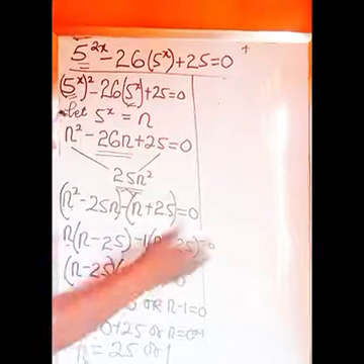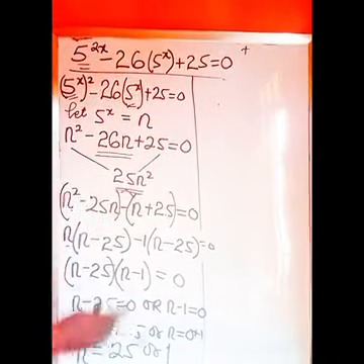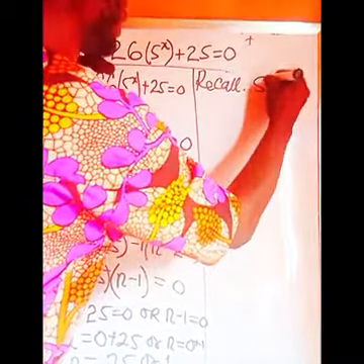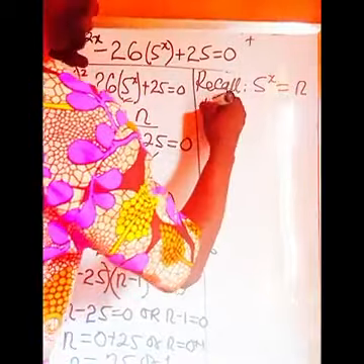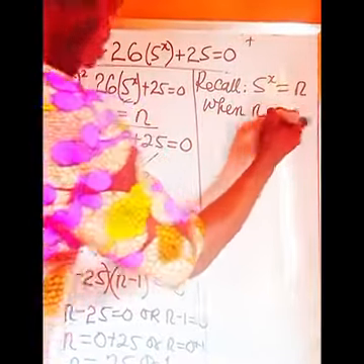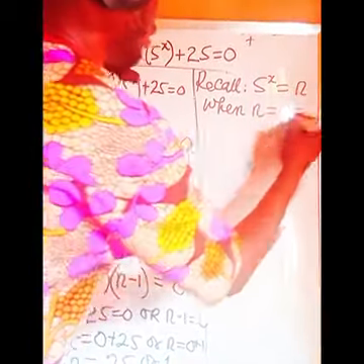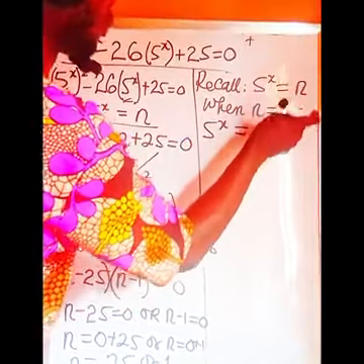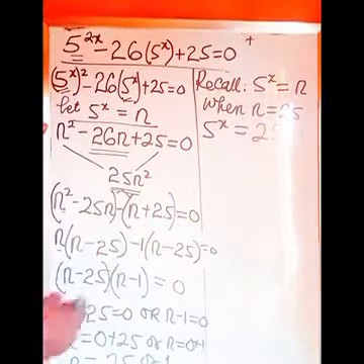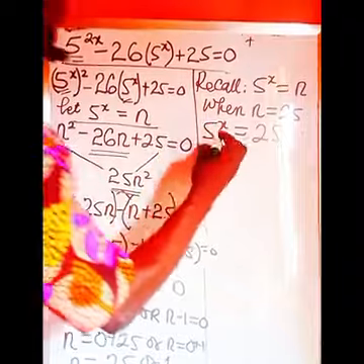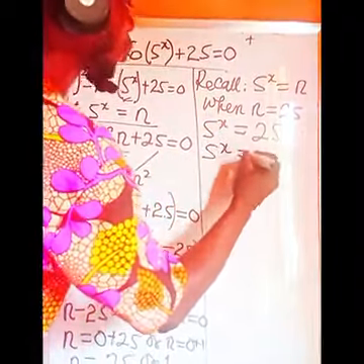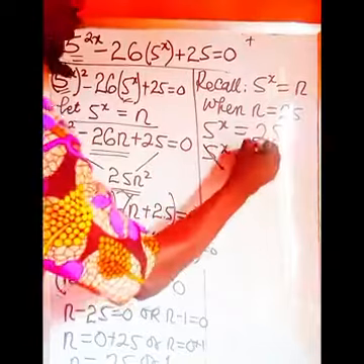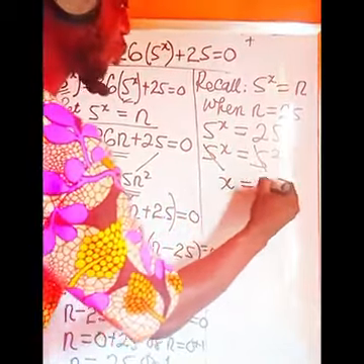But then we are looking for x, not n. So let's come back to this. I have to recall that 5 raised to the power x is equal to n. So when n is equal to 25, we can now say that 5 to the power x equals 25. Let's get this to be on the same base with 5. So we have 5 raised to the power x is equal to 25, which is 5 squared. 5 cancels 5, so x is equal to 2.